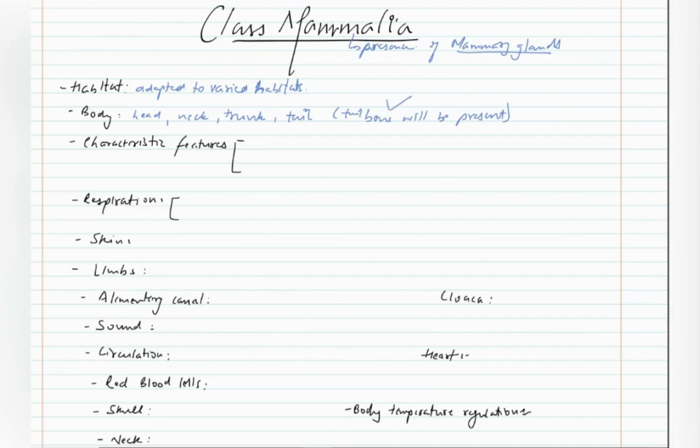Now the mammals have two characteristic features. First is the presence of mammary glands which help in nourishment of young ones, and the presence of hair on body or skin. These are the two characteristic mammalian features.